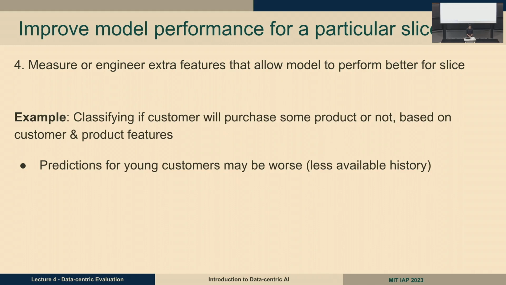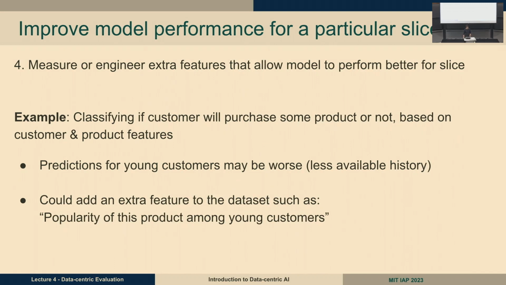So an example here is classifying, say, if a customer will purchase a product or not based on customer and product features. And so maybe the customer features are based on the history of that customer, right? In your e-commerce website or whatever. And so predictions for new customers or young customers might be worse because you just don't have much history about them, so your features for them are not as informative.